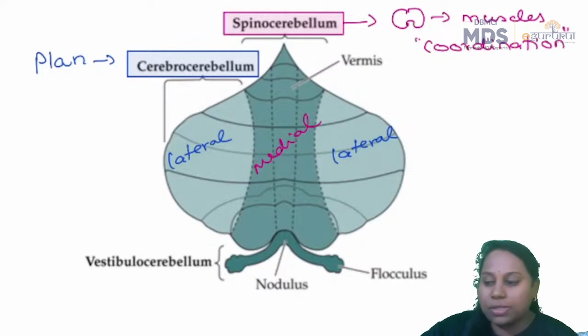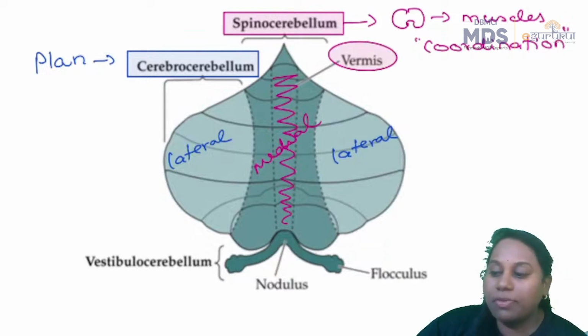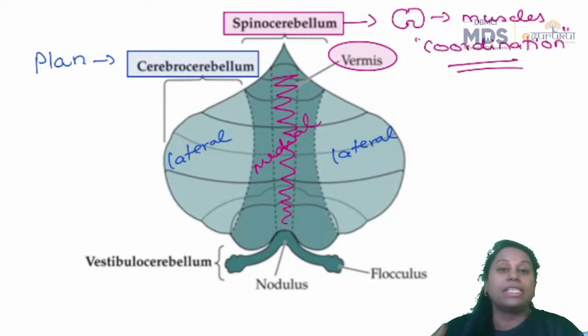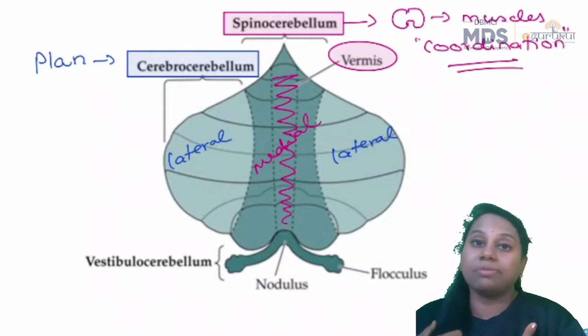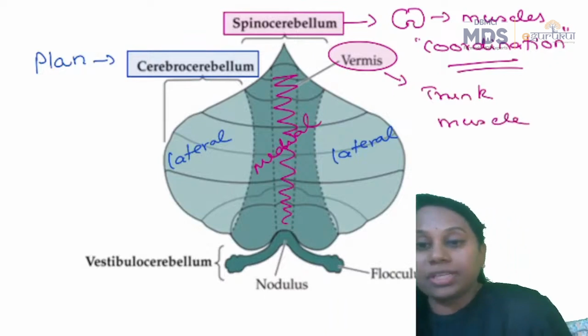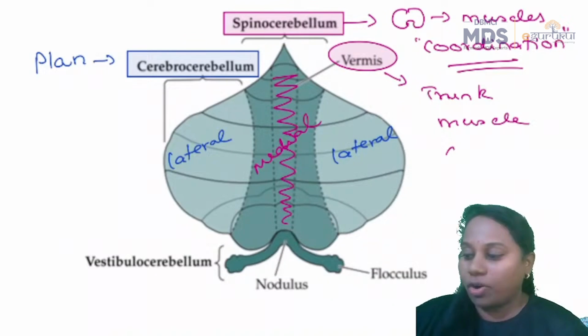In the center of spinocerebellum, the centermost part is called as vermis. What is the function of vermis? Vermis is the centermost part of the spinocerebellum. So it controls the coordination of centermost muscles of the body. What are the centermost muscles of the body? Yes, your trunk muscles. So this helps in coordination of trunk muscle. Spinocerebellum in general helps in coordination. Vermis especially helps in trunk muscle coordination.